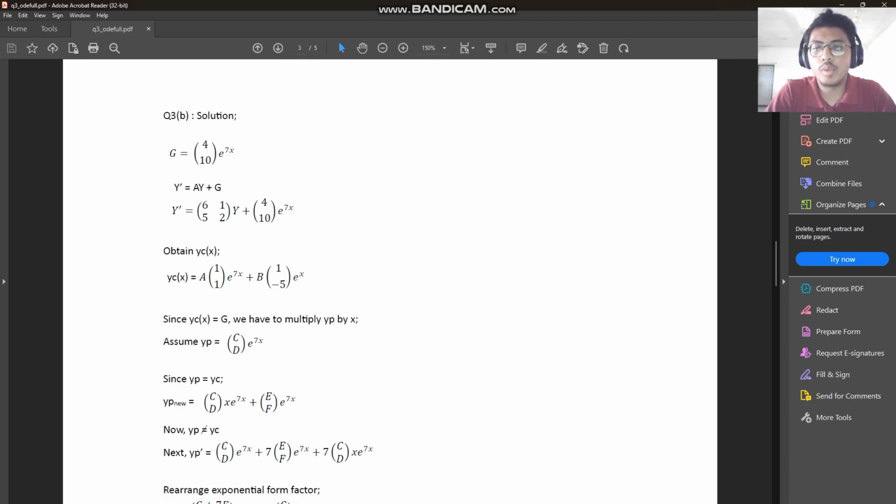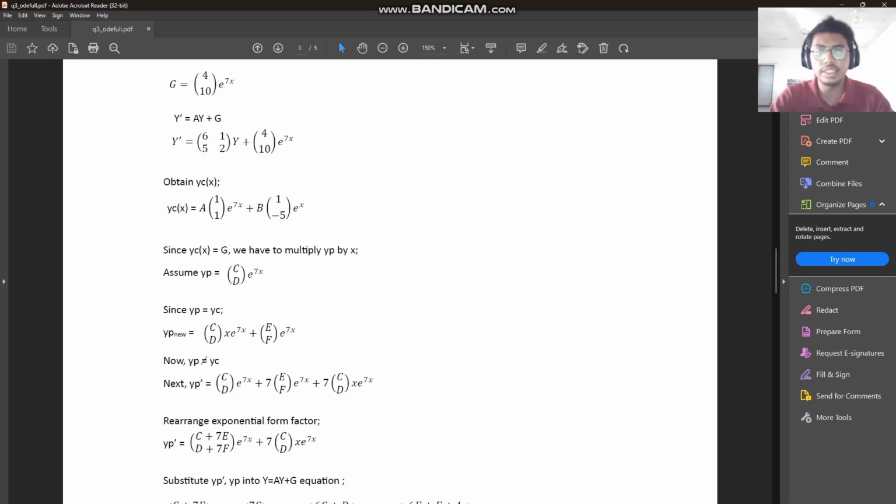Next, we need to obtain yc(x). yc(x) is the same as the final solution from question 3a. So we just input it there: A matrix (1, 1) e^(7x) plus B matrix (1, negative 5) e^x. Since yc matches the form of g, we have to multiply the yp by x. So assume yp is matrix of c, d times e^(7x). Since yp is equal to yc, we need to find the new yp.